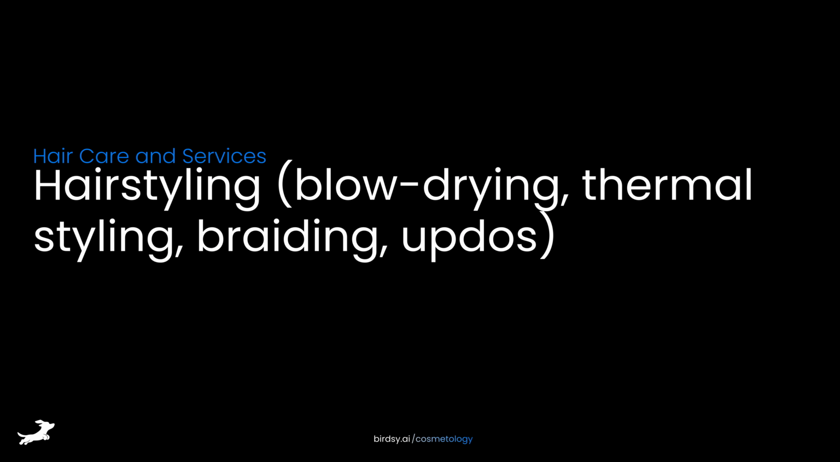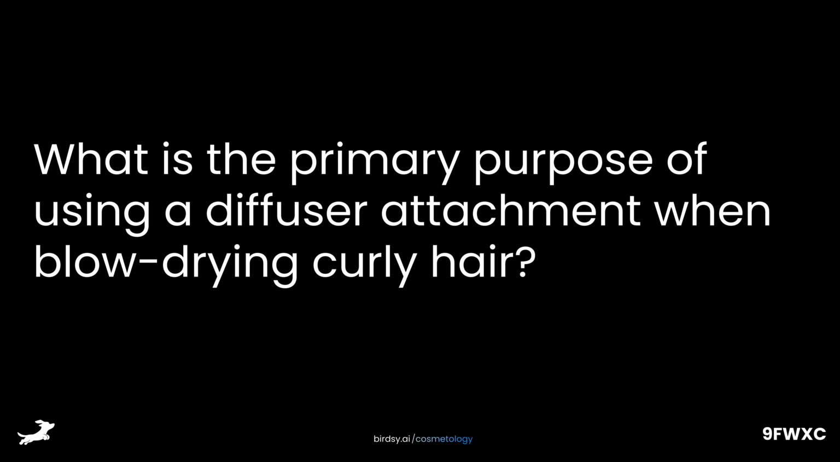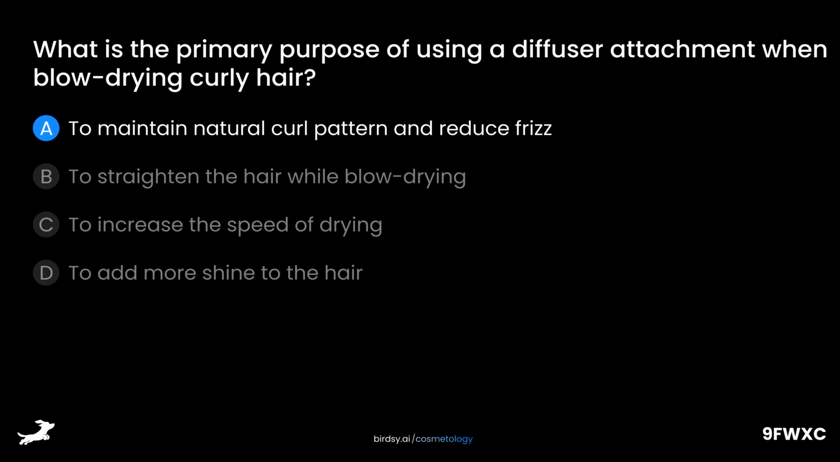Hairstyling, blow drying, thermal styling, braiding, updos. What is the primary purpose of using a diffuser attachment when blow drying curly hair? Is it A, to maintain natural curl pattern and reduce frizz? B, to straighten the hair while blow drying? C, to increase the speed of drying? Or D, to add more shine to the hair? The answer is A, to maintain natural curl pattern and reduce frizz.